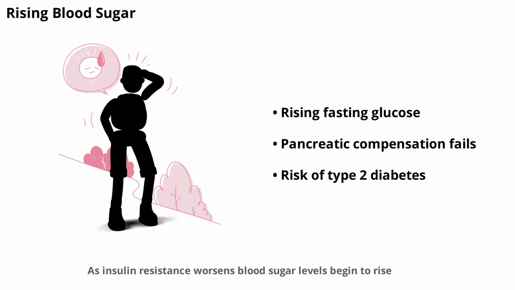As insulin resistance worsens, blood sugar levels begin to rise. Initially, the pancreas can compensate by producing more insulin, but over time, this ability diminishes. Elevated fasting glucose is a defining feature of metabolic syndrome and signals an increased risk for developing type 2 diabetes. Regular monitoring of blood sugar is crucial for early detection and intervention.